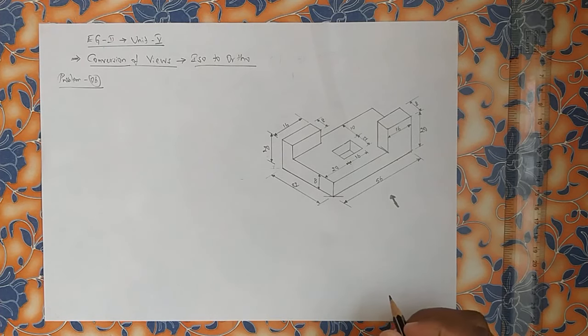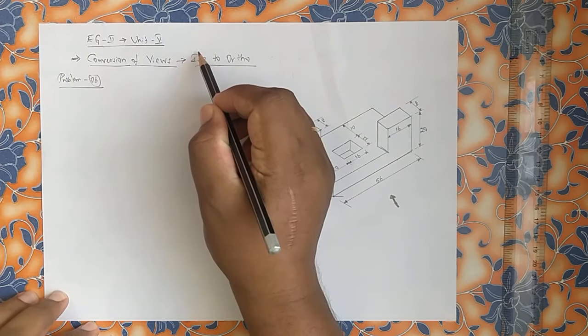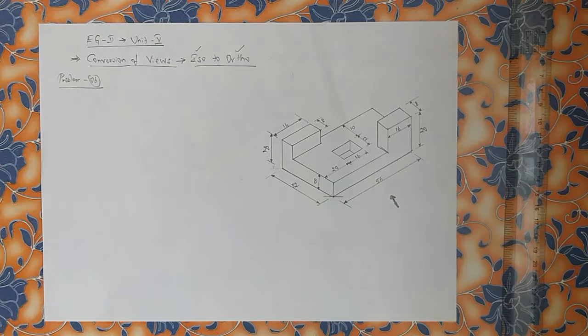Hello students, welcome to our next video tutorial on engineering graphics subject, unit number 5. We are actually at conversion of views, ISO to ortho. Previously we have discussed 5 problems and I have explained on board 4 problems, on software 1 problem.